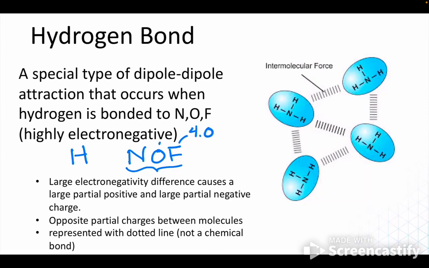4.0, 3.5, and 3.0. They're really high, and then hydrogen is only 2.1. So there's a very large difference between them, which creates an even stronger partial negative and partial positive. So then the attraction is stronger.